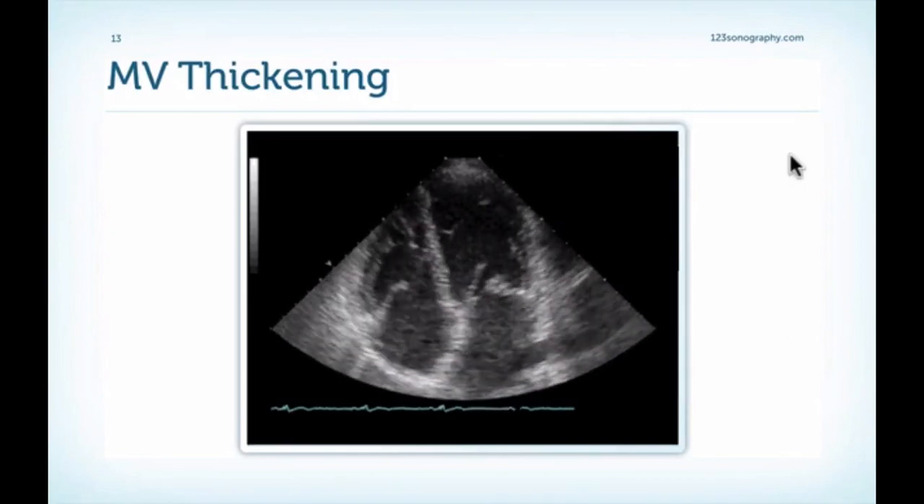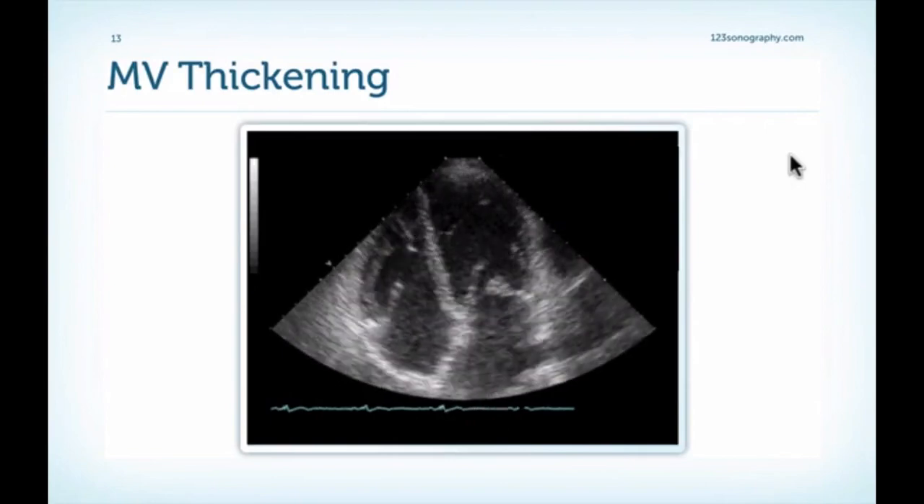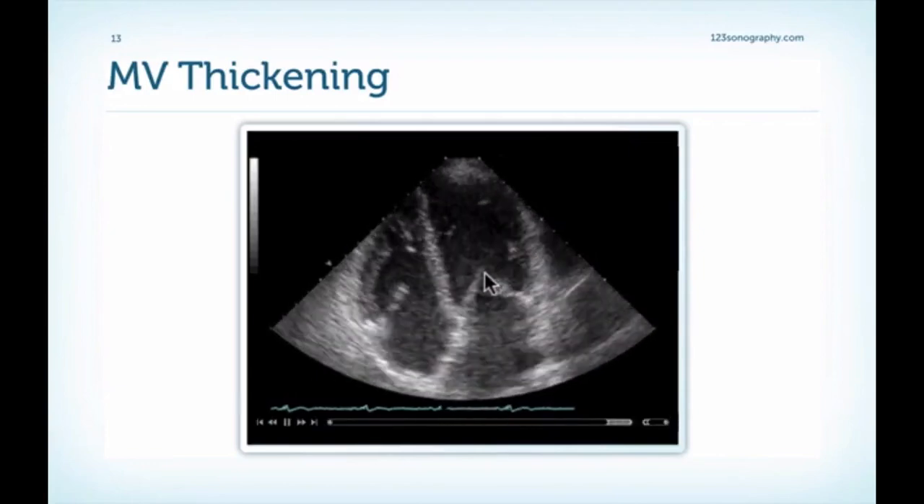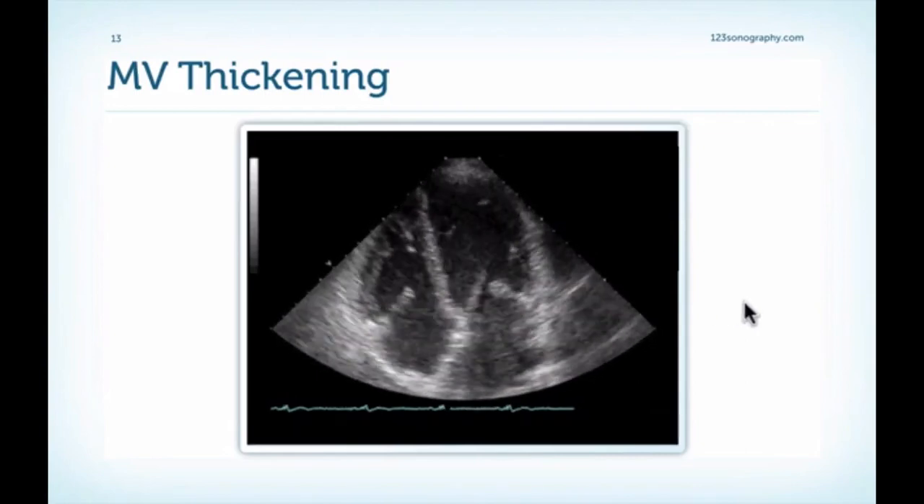To determine the thickness of the mitral valve, you should be using all different views, all views that are available to you where you see the mitral valve, because you have to look at all different portions of the mitral valve. This is an example where the posterior leaflet is very significantly thickened. The anterior leaflet maybe not as much, but it's not only the tips of the leaflet, but also the basal segments which are affected. I would grade the severity of thickening as 3.